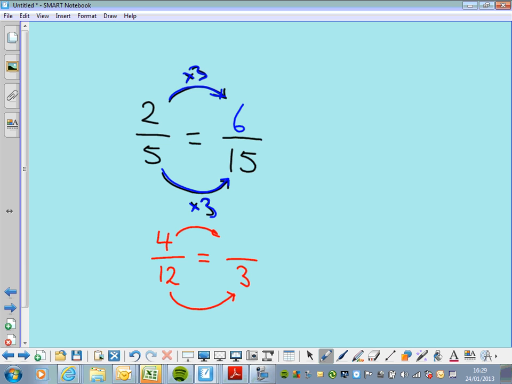Underneath that in red, we've got 4 twelfths equals a certain number of thirds. Well, we've got both the denominators. What do we do to 12 to make 3? We divide it by 4. We've got smaller this time, haven't we? You can get bigger or smaller with this. It doesn't make any difference; both are perfectly possible. 12 divided by 4 is 3. So we then divide the numerator by the same thing. Whatever you do to the bottom, you do the same to the top. 4 divided by 4 is 1. And there's your answer: 4 twelfths is equivalent to 1/3.